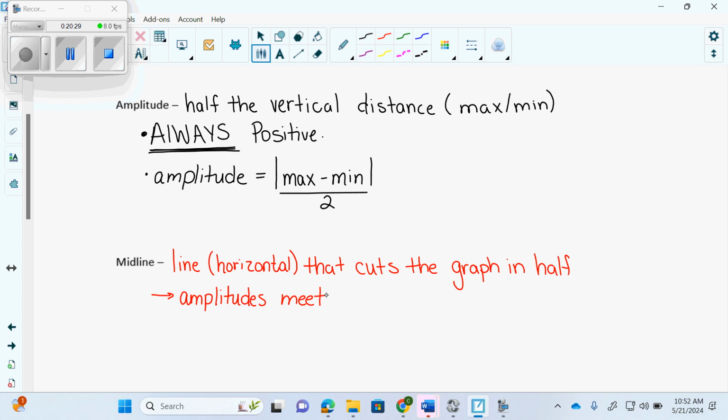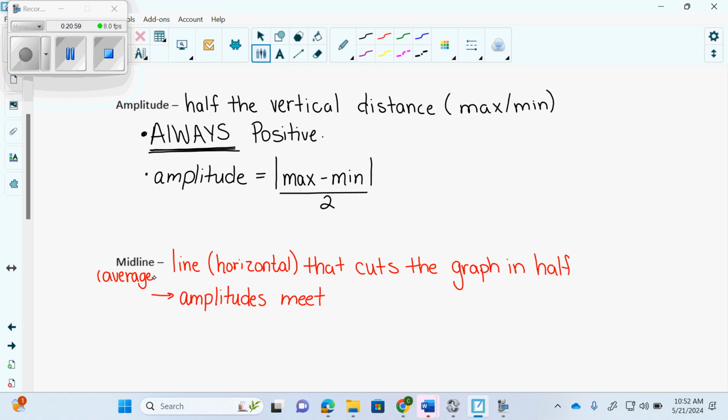How do I find the average of two test scores? What would you do? Add them up and divide by 2. So if I want the average between the maximum and minimum, what am I going to do? Add them up and divide by 2. So people get these formulas mixed up. So if you're going to use the formulas, you need to know them correctly. Amplitude is max minus min, absolute value, divided by 2. And then your midline is just literally your average.